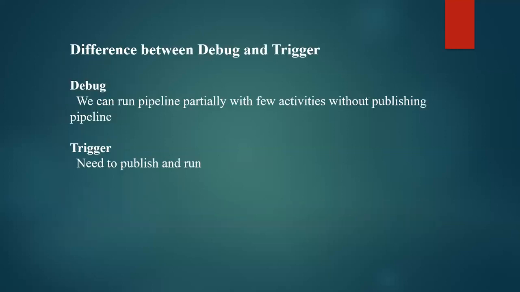Now we can see the difference. Without publishing a pipeline, we cannot run a trigger. But in debug, without publishing a pipeline, we can run the debug. Also, debug will help us run the pipeline partially and give the outputs.